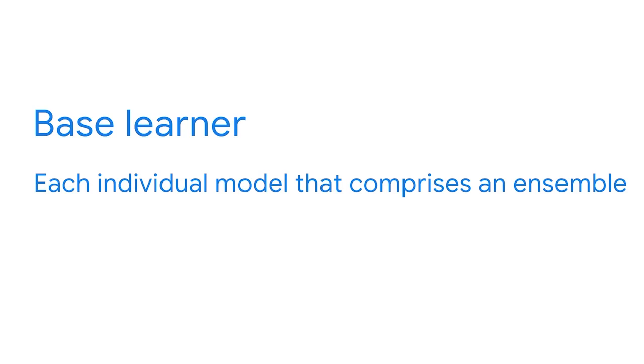But there's another way to build an ensemble, a way that uses the same methodology for every contributing model. In this kind of ensemble, each individual model that comprises it is called a base learner. For this method to work, you usually need a lot of base learners, and each is trained on a unique, random subset of the training data.